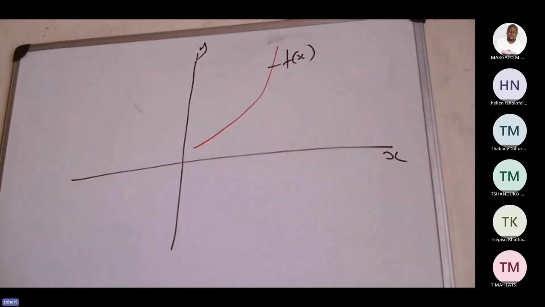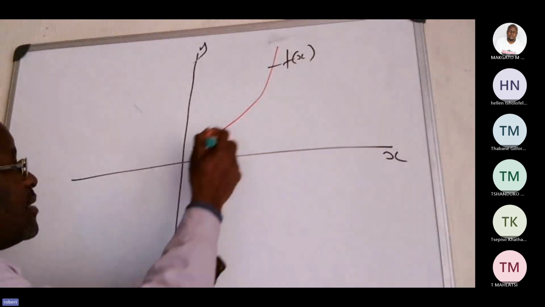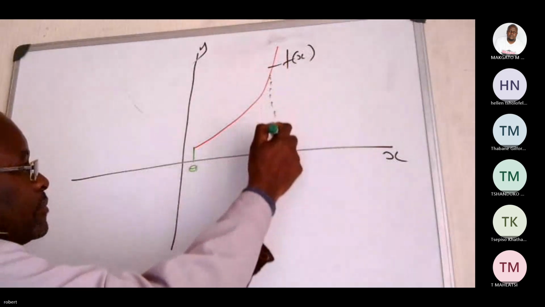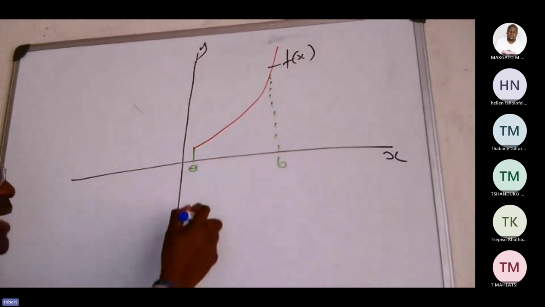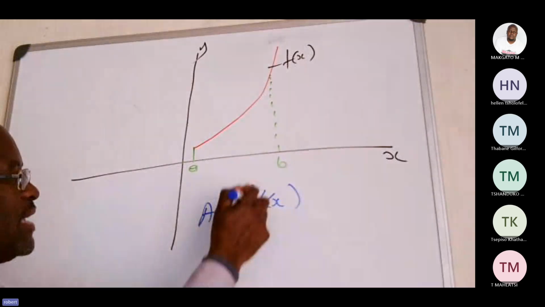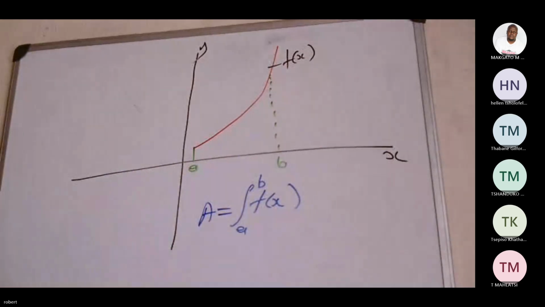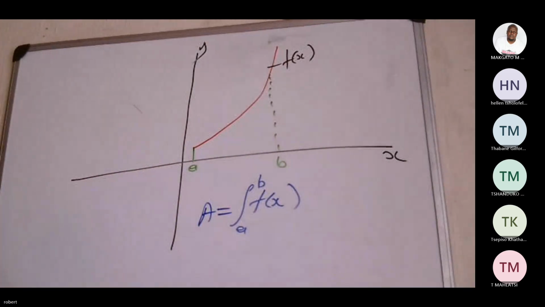And then I say find the area between this curve and the x-axis, say from here, let us say this is A, up to here, let us say it's B. So normally we will say the area is equal to the integral of F from A to B. But now the question again is, what if this F is not integrable?